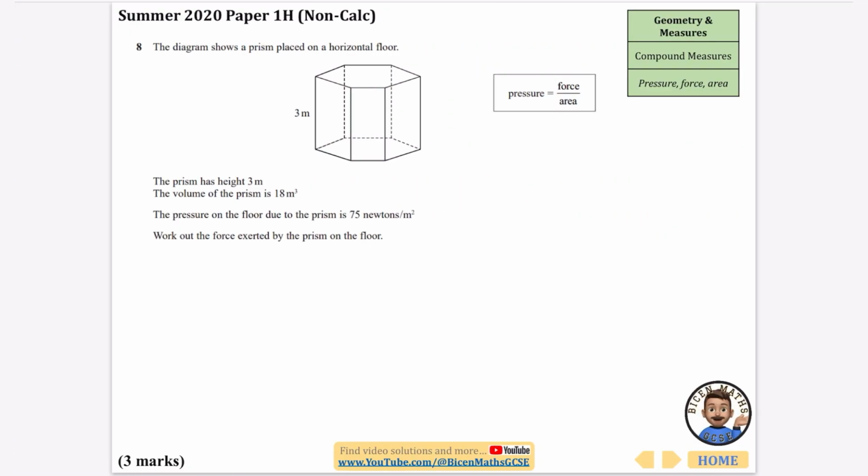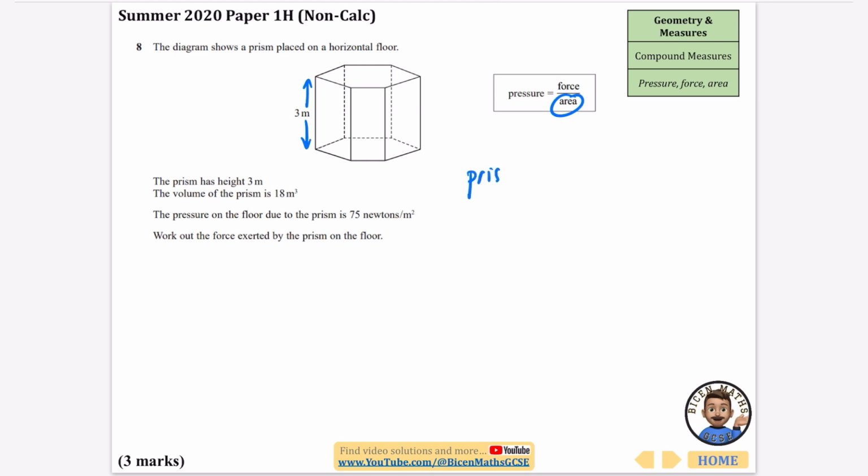Okay, and then the second one on pressure, force, area, again we've got the little formula that comes with this. It says that the prism has a height of 3 and the volume of the prism is 18 meters cubed. The pressure on the floor due to the prism is 75 newtons per meter squared. Work out the force exerted. Well, we need to find out what the area is, and actually we don't have the area. What we've got is just the height of the prism, which is 3 meters, and we've got the volume.